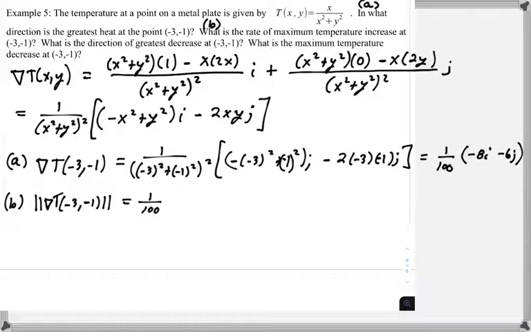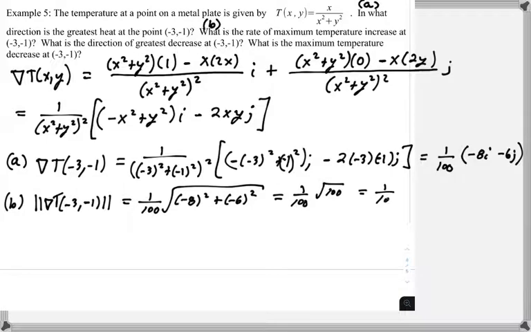Okay, so the constant can just slide out, and then it would be -8 squared plus -6 squared, and that is under the square root. So we have 1 over 100 times the square root of 100, which is going to be 1 over 100 times 10, and that's 0.1. They don't tell us what the units are, but maybe it's degrees Fahrenheit per, I don't know, inch or foot or whatever units we're doing, is going to be the temperature increase.